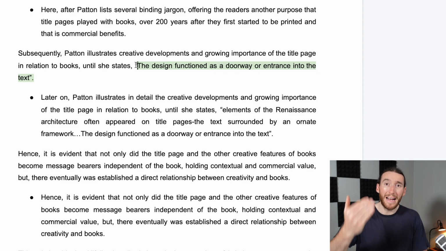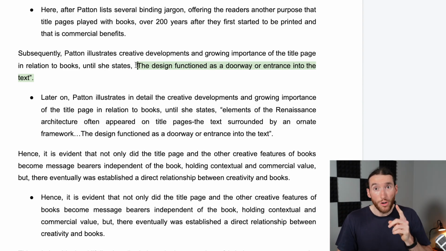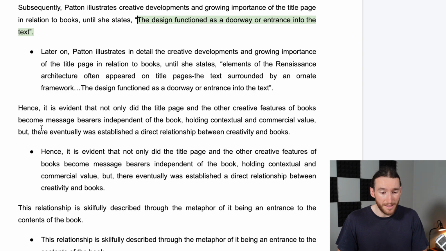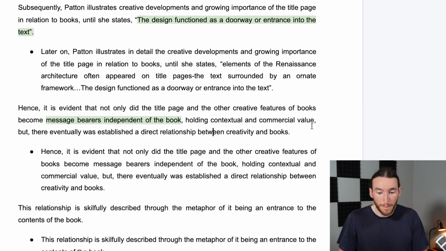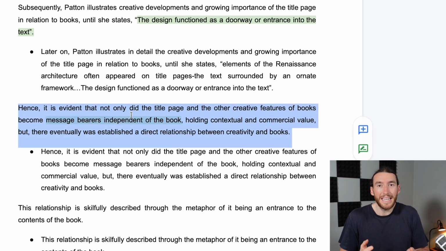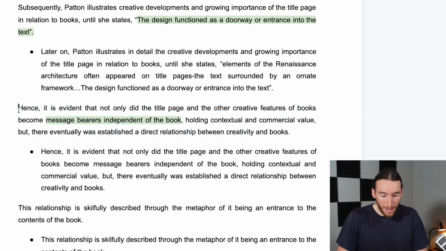And before we come back and actually rectify the rest of it, note what the student's done in the next two sentences. Hence, it is evident that not only did the title page and the other creative features of books become message bearers independent of the book. I really like that idea. Holding contextual and commercial value, but there eventually was established a direct relationship between creativity. So this is really good, but that's like a link sentence to me.